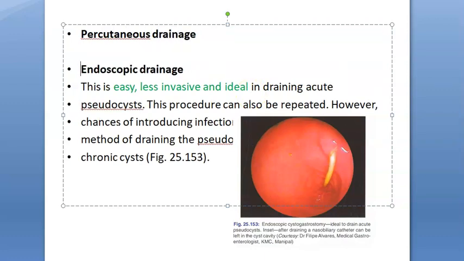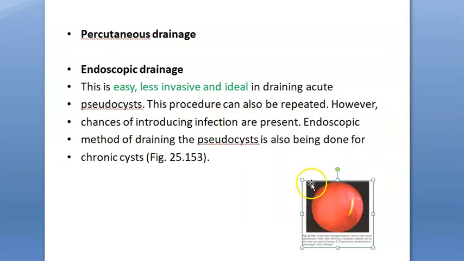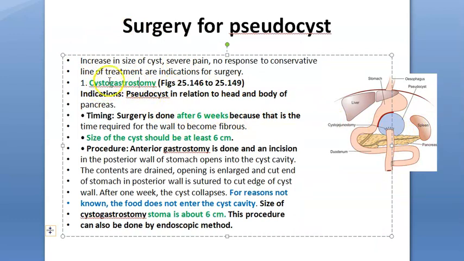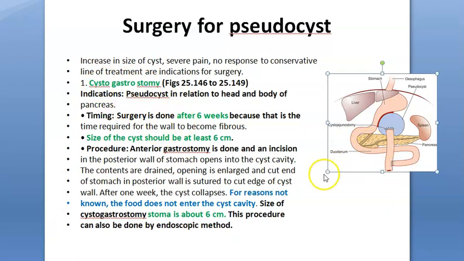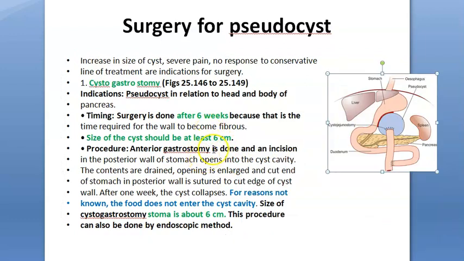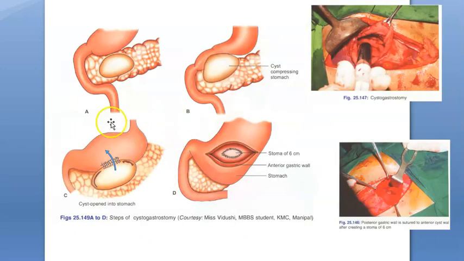Okay, and then coming to the surgery, there are 3 surgeries here. CystoGastrotomy, where you're connecting the cyst to the stomach, and you should wait for 6 weeks before doing this, because the wall of the cyst should be fibrous and thick. Then you will make a 6 centimeter stoma, and the cyst also should be 6 centimeter in size. So 6 weeks, 6 centimeter, 6 centimeter, you should remember for CystoGastrotomy. This is CystoGastrotomy they are showing here.